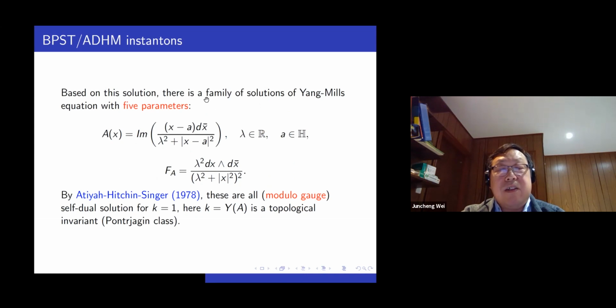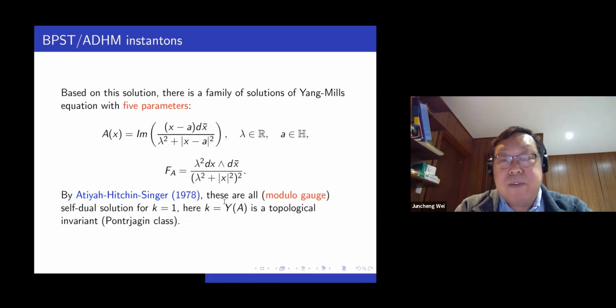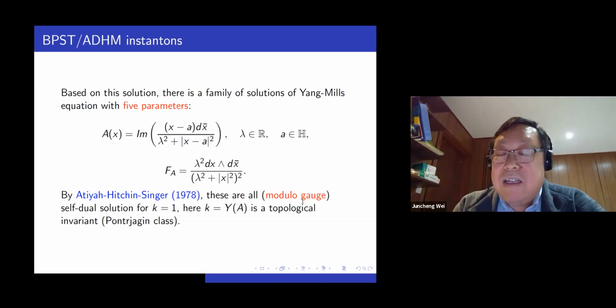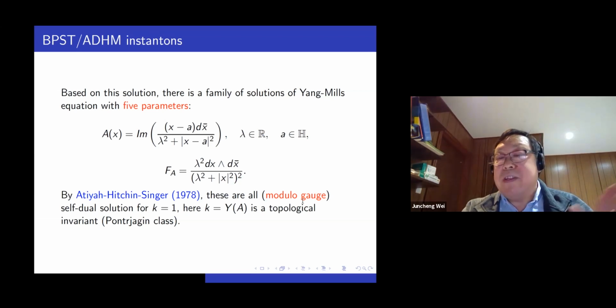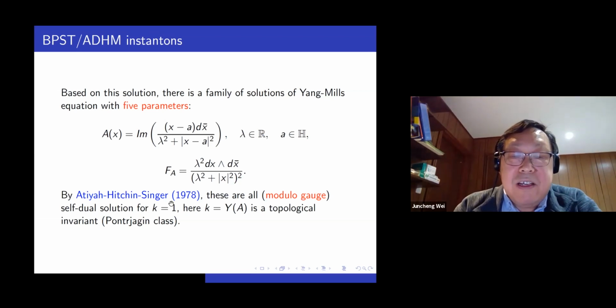Now, these ADHM instantons actually have 5 parameters. They have 4 translations and 1 scaling. So these are the 5 parameters of solutions. And Atiyah, Hitchin and Singer proved that modulo the gauge, so there's a huge gauge group which is infinite dimensional, this instanton is stable.